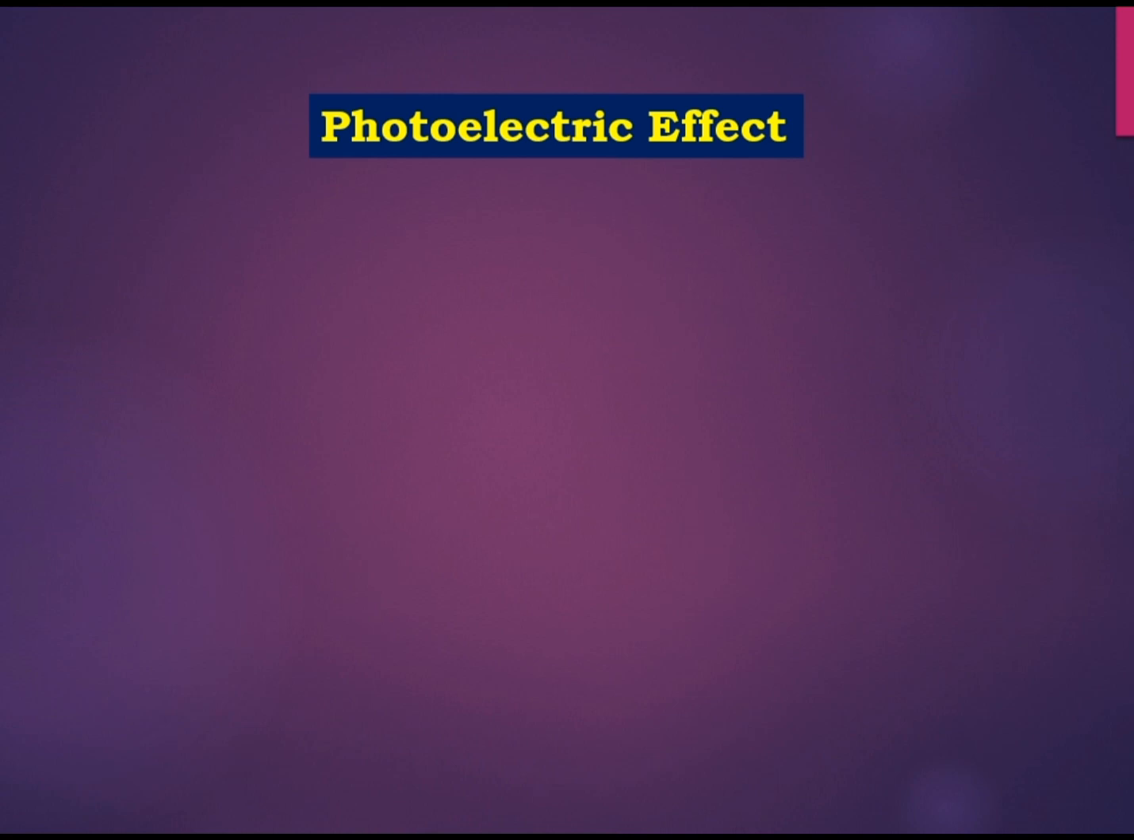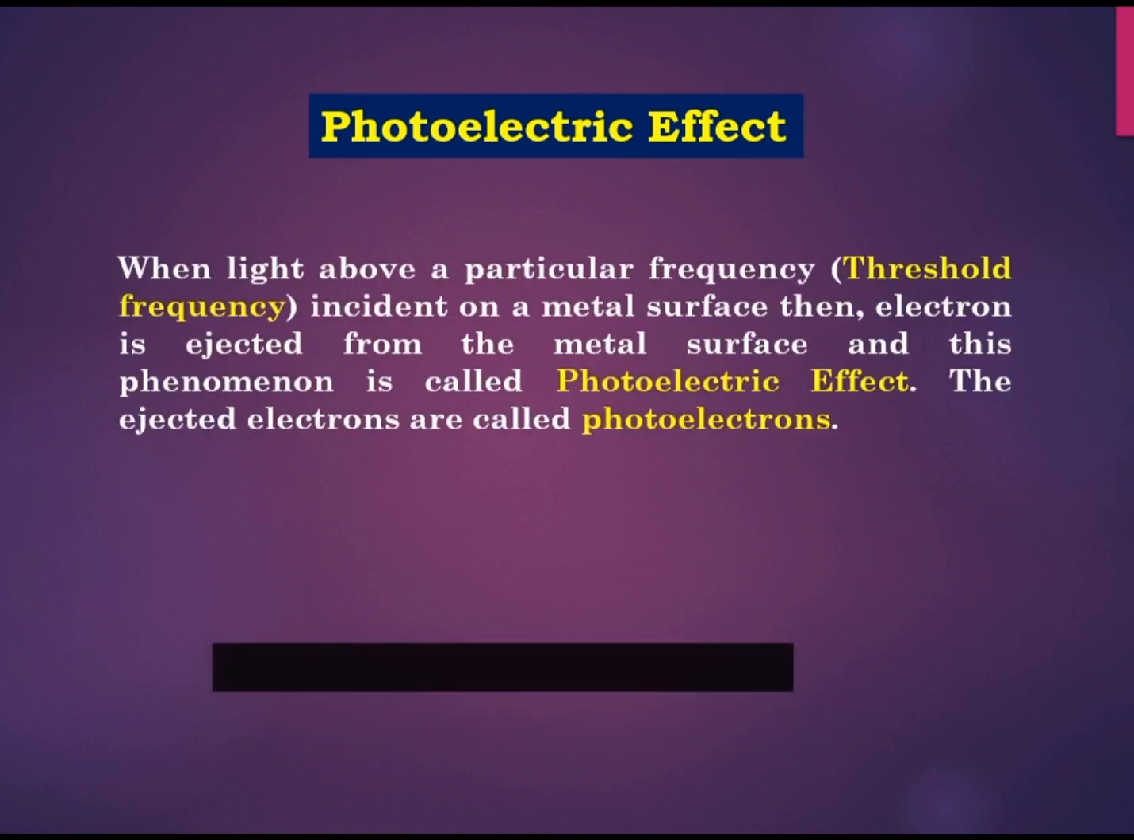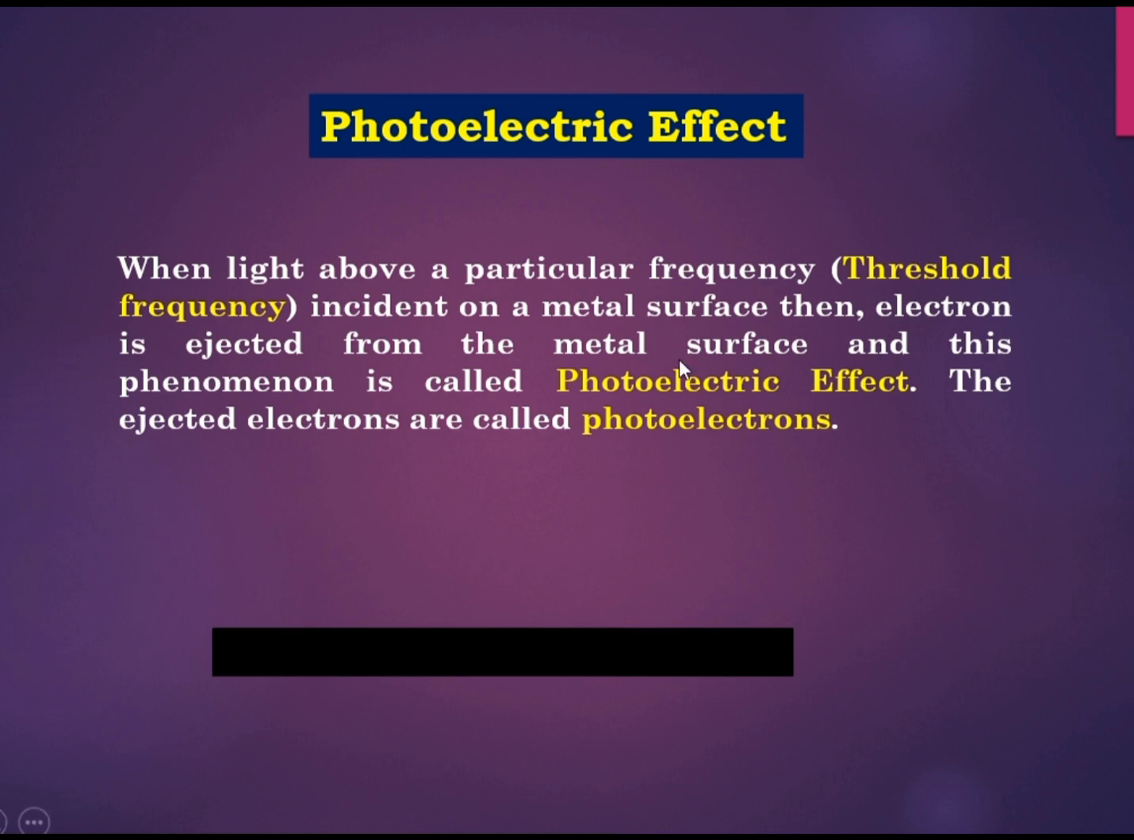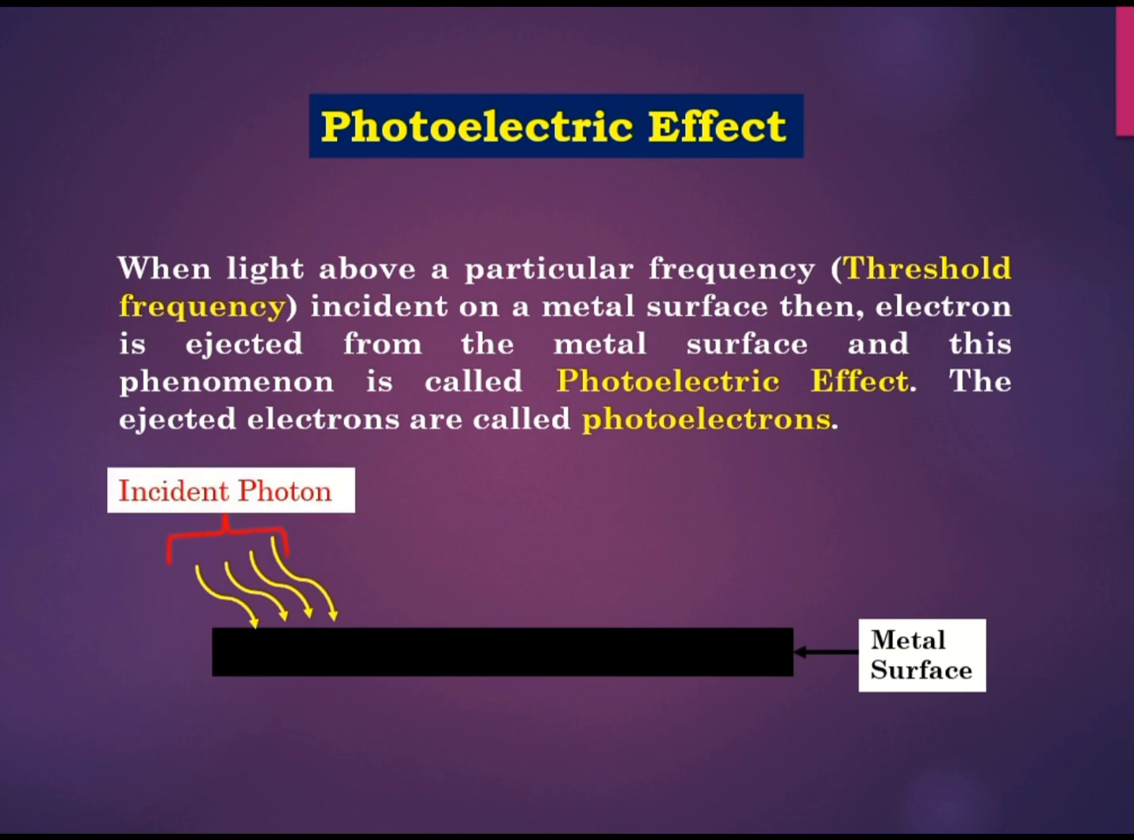Now let us discuss what is the photoelectric effect. Okay, so we are going to discuss it with the help of this diagram. So this is a metal surface. When a photon of frequency above a particular frequency, which is called the threshold frequency, is incident on a metal surface, then electrons are ejected out from the metal surface. Okay, so these are electrons.